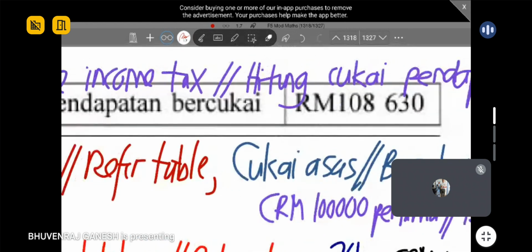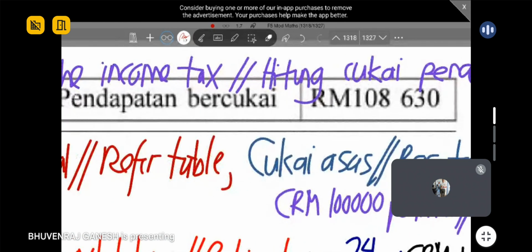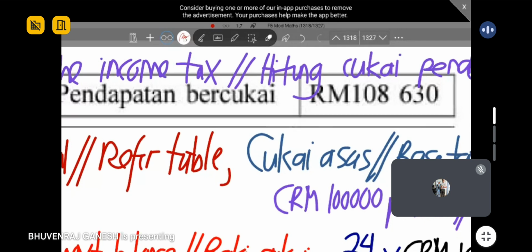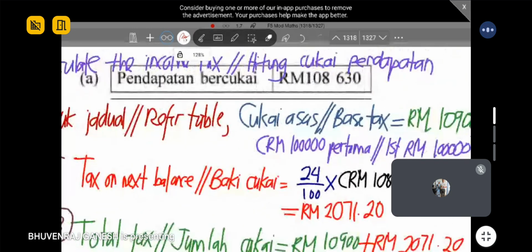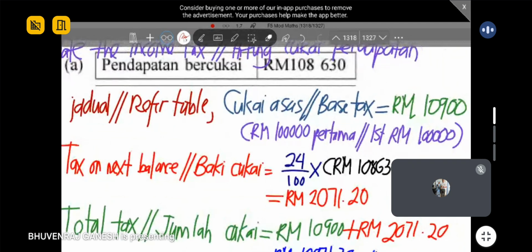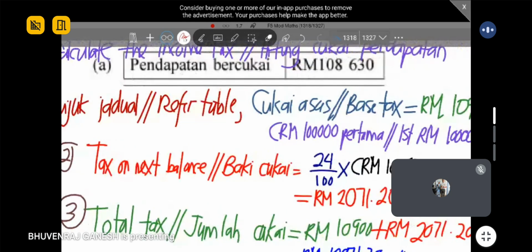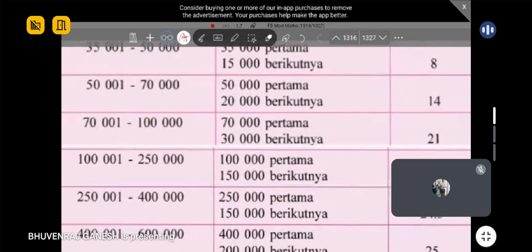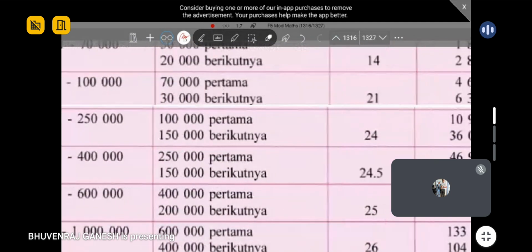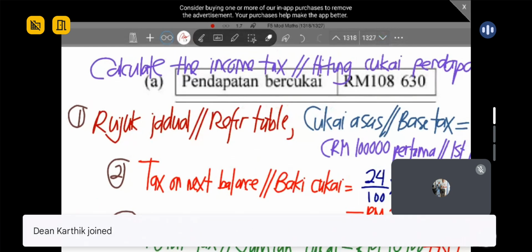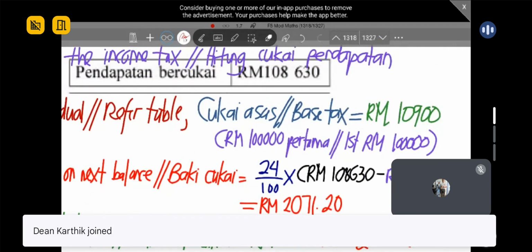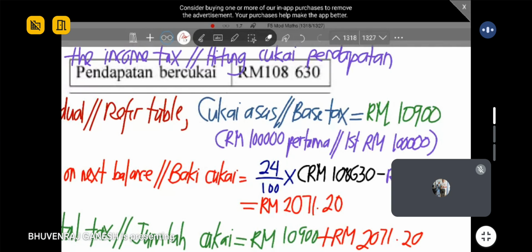Okay, so let's say they give you the chargeable income is 108,630. This is your chargeable income, pendapatan bercukai. So I guide you first for this question. The first step, you must refer to the table, rujuk jadual. So which table? This table, yang ni. So you refer to your chargeable income. Based on the value, you should get the base tax is 10,900. And take note, this is your first 100,000, RM100,000 pertama.